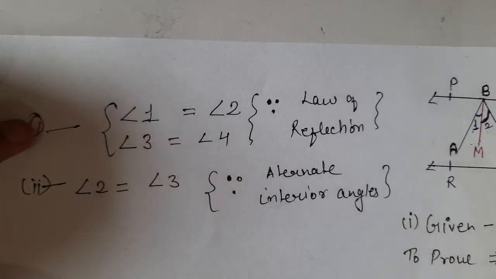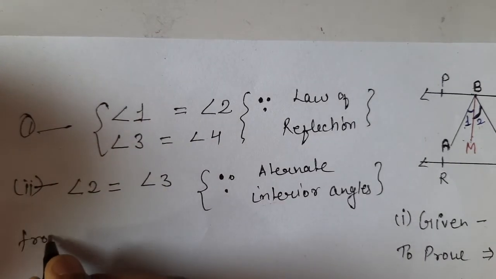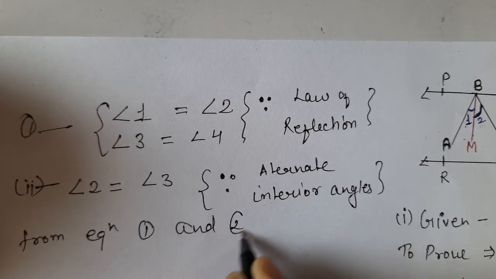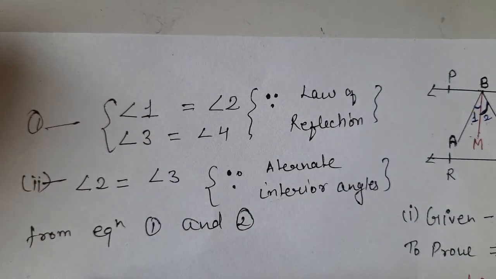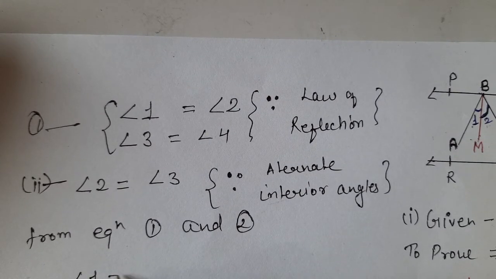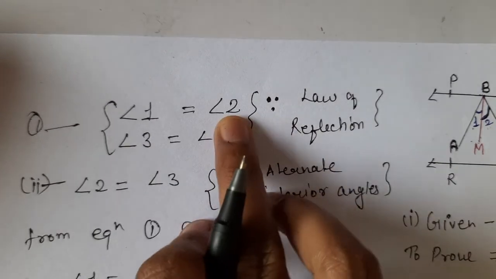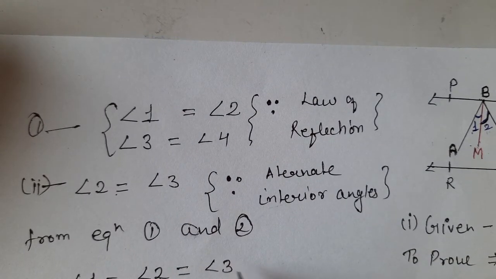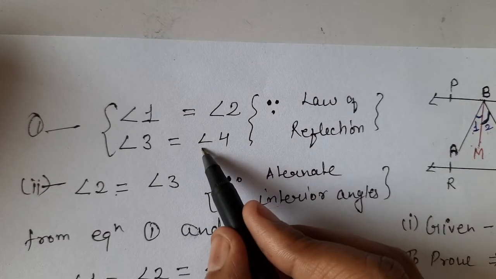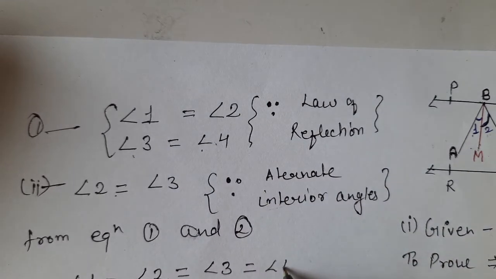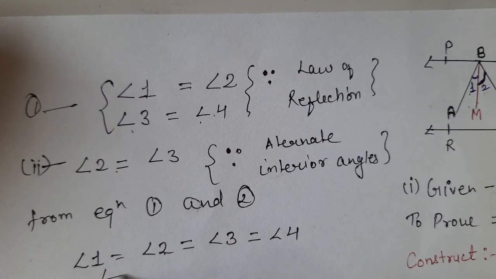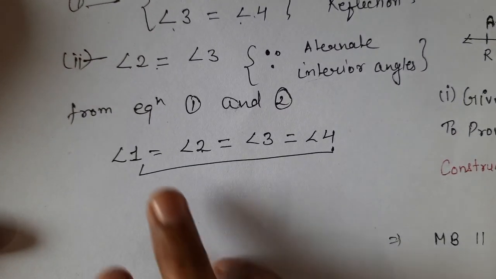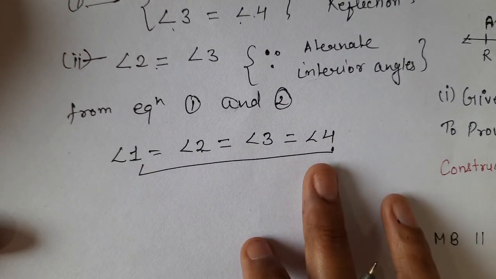So what do we get from equation 1 and 2? From equation 1 and 2, we get angle 1 is equal to angle 2. Here in equation 1 and equation 2, angle 2 is equal to angle 3, and after that angle 3 is equal to angle 4. So what do we get here? All angles are equal. Angle 1, 2, 3, 4 all are equal.